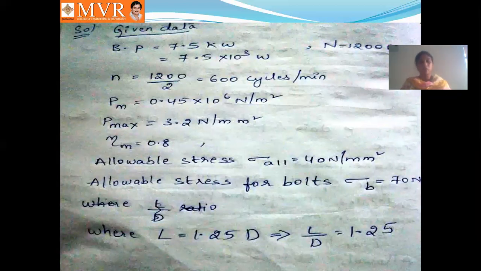First, what should we find out? We should find out the brake power. In the question they have given the brake power, bp is equal to 7.5 kilowatts. Speed they have given, so we will find out the small n, maximum pressure, mean effective pressure, mechanical efficiency. Allowable stress sigma AL, allowable stress for bolts sigma B they have given, where L by D is equal to 1.25. We can write it as L is equal to 1.25 into D.